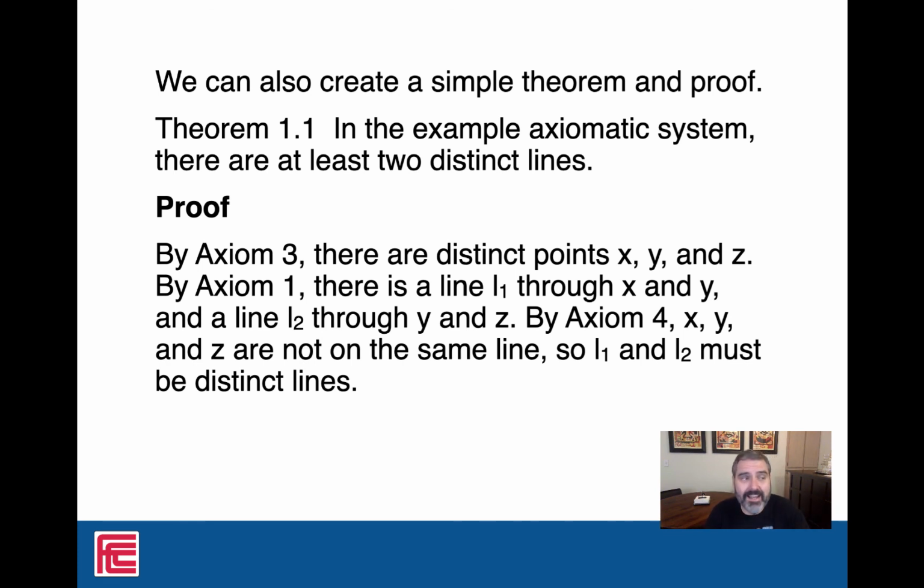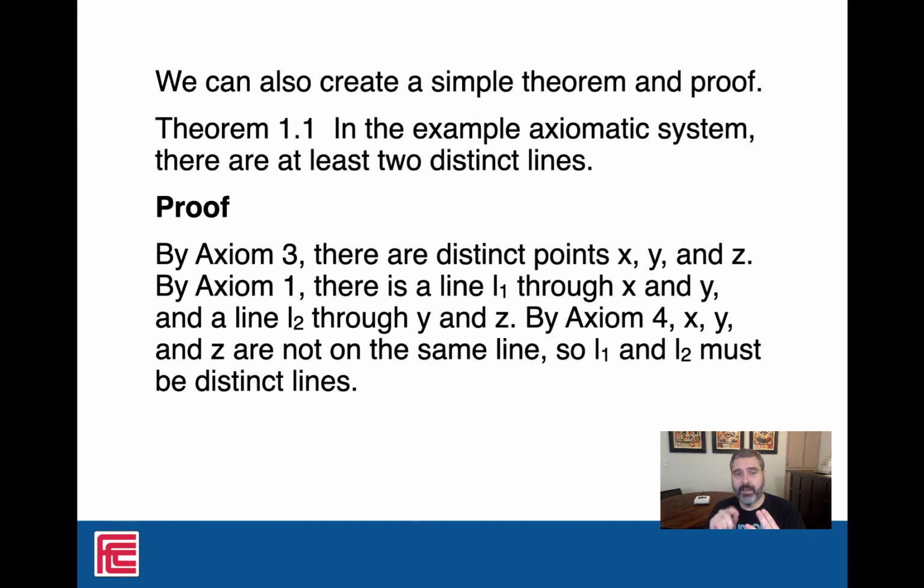Now, in order to get to that, though, because this is a theorem, it requires a proof. So we can say by axiom 3, there are distinct points x, y, and z, which is true, right? If there's going to be 4 points, you can take any 3 points and say that there are 3 points. This is sort of a lesser statement. By axiom 1, there is a line L1 that goes through x and y, right? So we know that's true. For any 2 points, there's a line that goes through them.